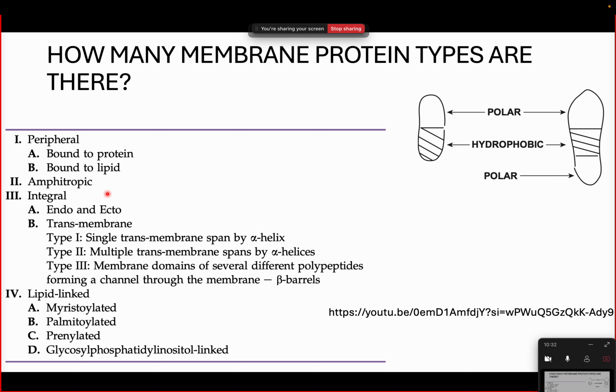Okay, so I want you to think: if I need to transport across the membrane, will the peripheral type of protein work? The answer will be no, right? Because peripheral proteins will be associated with one leaflet of the membrane. They won't be traversing the membrane so that they can carry the solute or substrate across the membrane, right? Hence, the first option is not right. Similarly, amphitropic protein is also a type of peripheral protein at the end of the day, and so this option is also out.